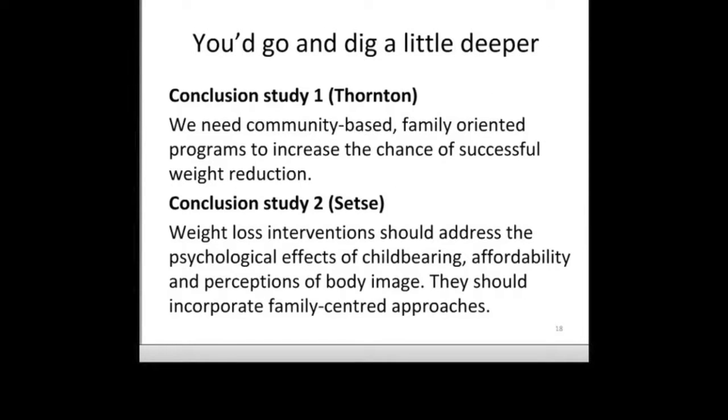And so I looked carefully at the conclusions of the studies, and they pleaded actually for community-based, family-oriented programs to increase the chance of successful weight reduction, which was not something that I had found in the previous effectiveness review. The conclusion of study 3, weight loss interventions should address the psychological effects of childbearing, affordability, and perceptions of body image, was not something that was particularly taken into account in the programs described in that particular review.